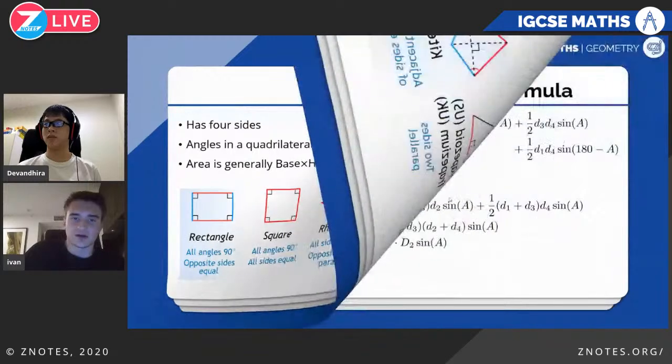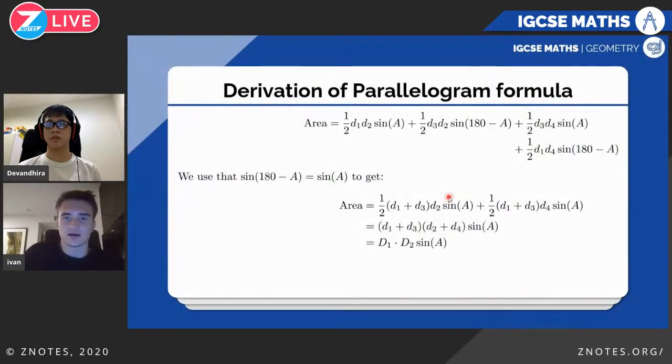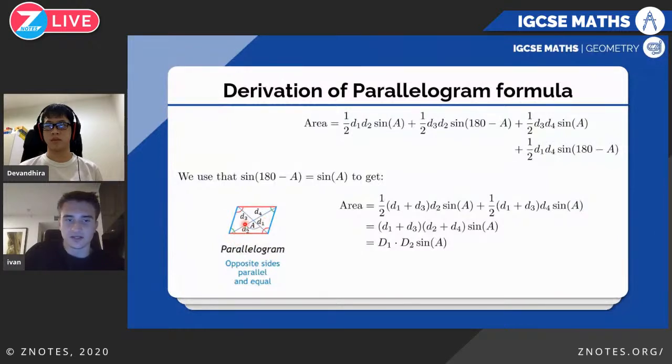And so we can derive the area of a parallelogram by using our formula for the area of triangles. So we got a half. In this diagram here, we have D1 times D2 sine A, and half it. That gives you the area of this triangle. And then you keep doing that, and you add them all up.